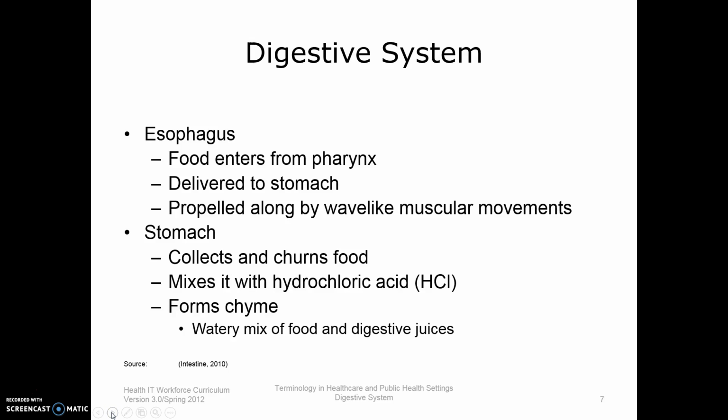The esophagus is essentially the conduit for food from the pharynx to the stomach. The esophagus moves the food along through wave-like muscular contractions called peristalsis. The stomach is where the food is collected and churned. The food is mixed with hydrochloric acid in the stomach. This in turn forms chyme, which is a watery mixture of food and digestive juices.